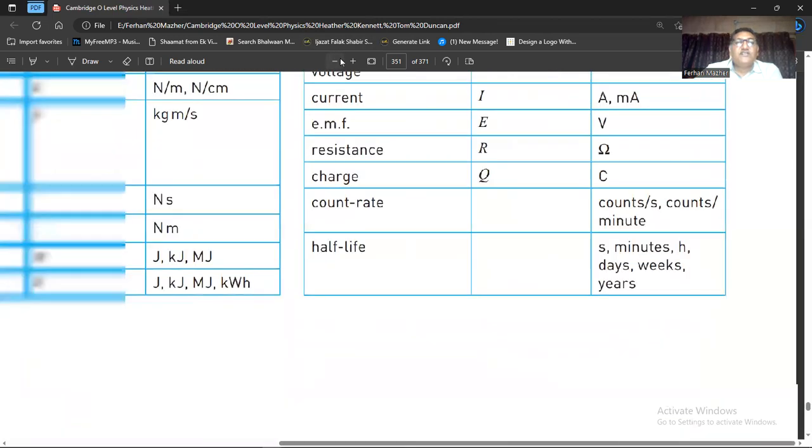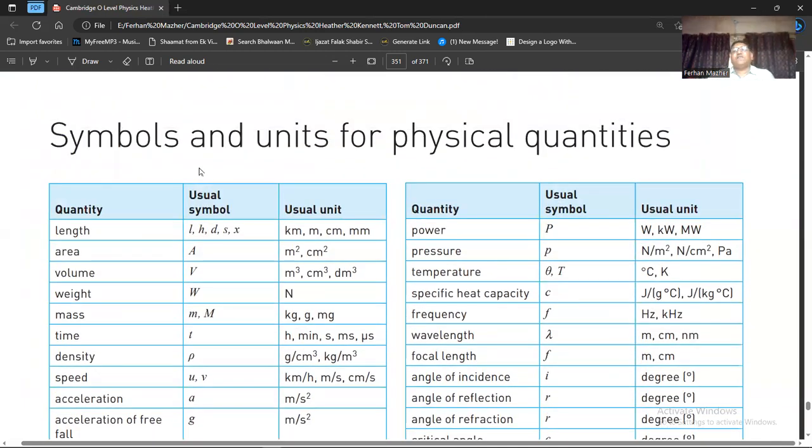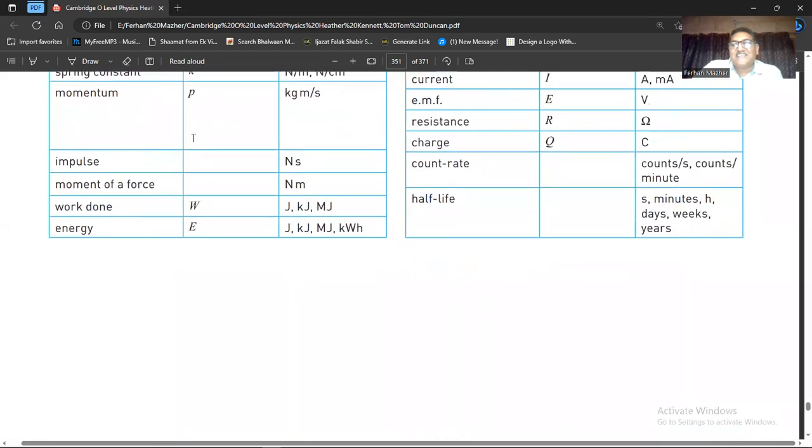So my dear students, you see, these are the symbols and the units for the physical quantities which are being used in the syllabus Physics 5054. Before appearing in the exam, it's important that you know about the quantity, its symbol, and its units. We have prepared this revision video from the book Cambridge O-Levels Physics, written by Heather, Kennett, and Tom Duncan. This is all their courtesy.